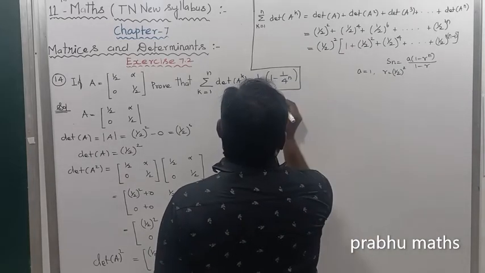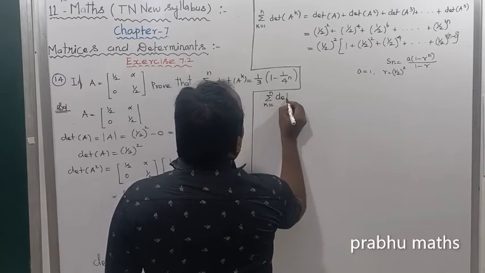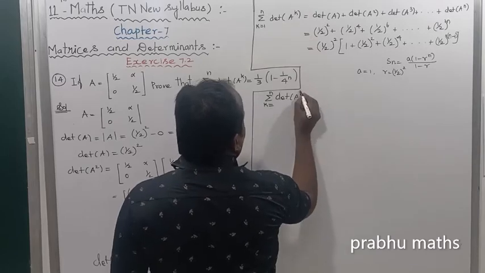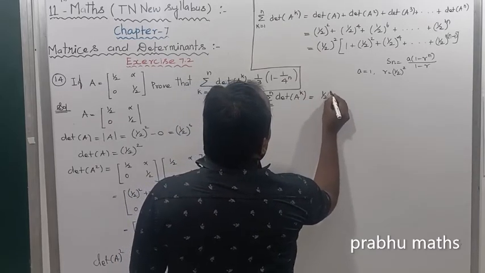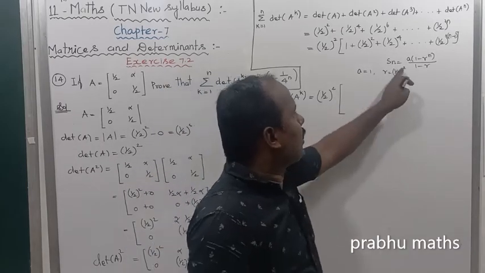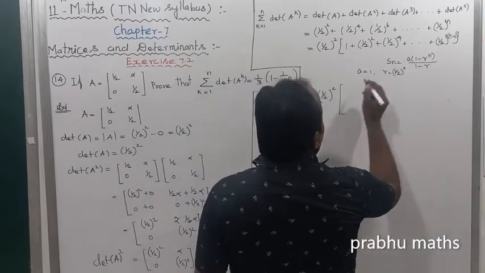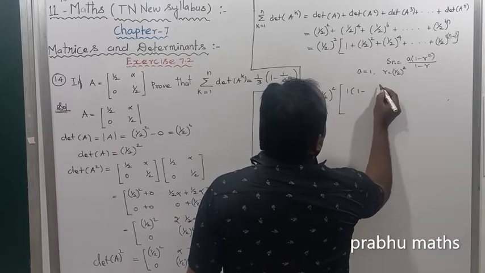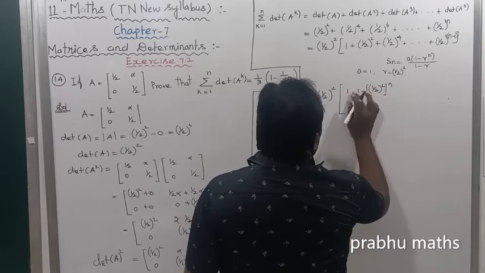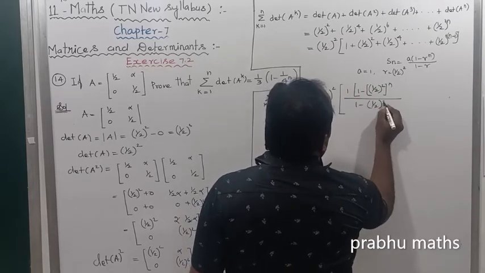So the summation k varies from 1 to n of det of A power k is equal to 1 by 2 the whole square into, by applying the Sn formula for this series, a is equal to 1, into 1 minus 1 by 2 the whole square, the whole power n, the whole divided by 1 minus 1 by 2 the whole square.